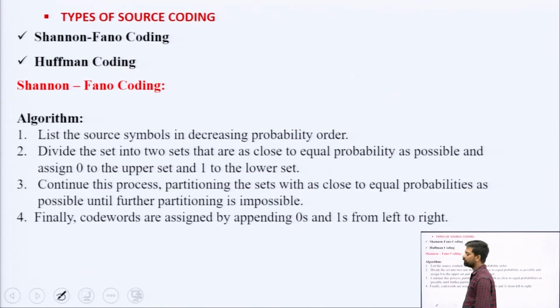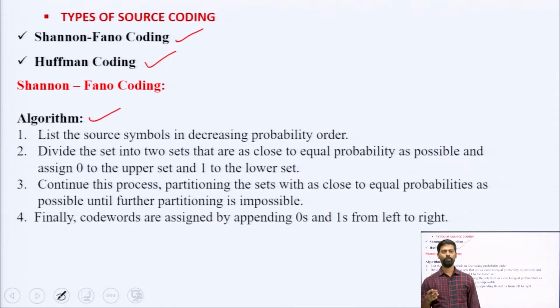Next one is the types of source coding. We are using two techniques for source coding: one is Shannon-Fano coding and the second one is Huffman coding. So, this is the algorithm for Shannon-Fano coding. I can go through these steps of the algorithm, but we will go through an example and see how this algorithm is implemented.